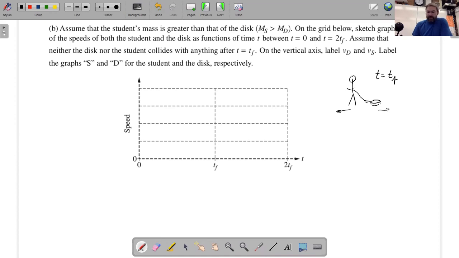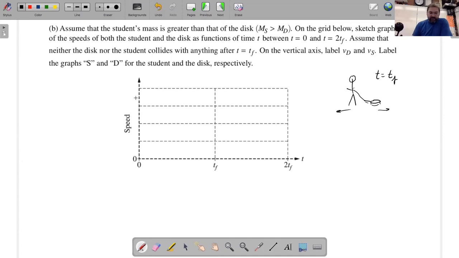But after the student and the disk are free of each other, they should travel along at a constant speed. The change in speed for the disk is going to be greater than the change in speed for the person, because the ratio of their masses is different, and it's defined that the student's mass is greater than that of the disk, which you would assume unless the disk were an incredibly massive disk, but it sounds more like shuffleboard, so that's all good.